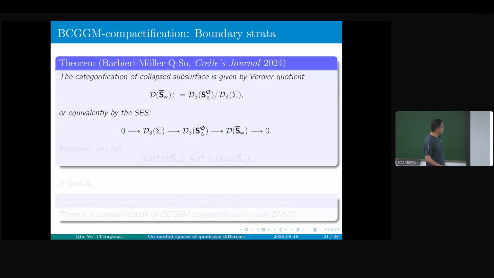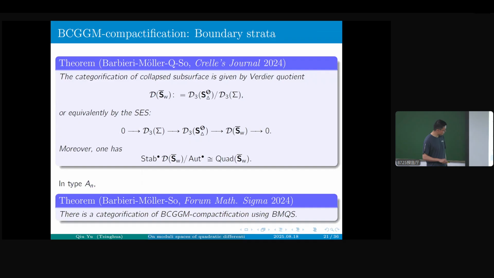And together with Barbier, Müller, and Sø, we first give a categorification of collapsed subsurfaces, and it's very easy in the triangulated setting. It's just by the Verdier quotient. So basically, you have a short exact sequence. When you have a subsurface embedded in the big surface, the corresponding category can be embedded, and you take the quotient. And in fact, for this quotient category, if you take the space of stability conditions there, it will categorify the boundary stratum.